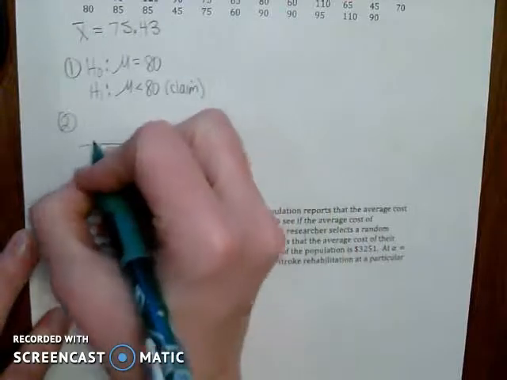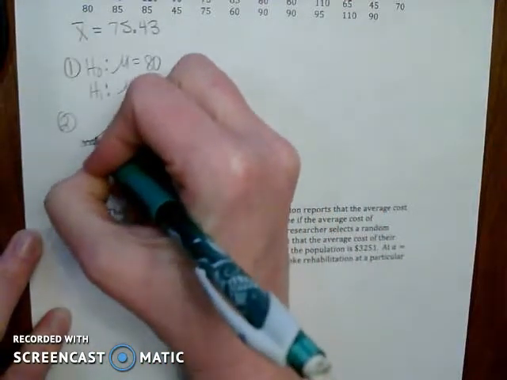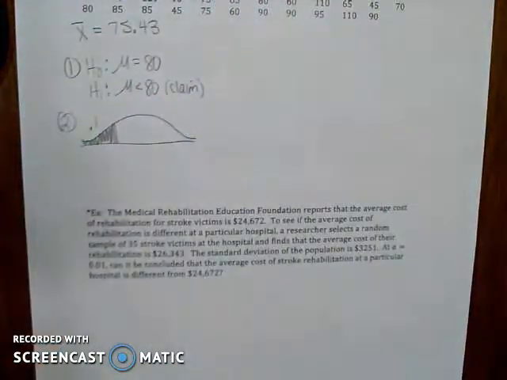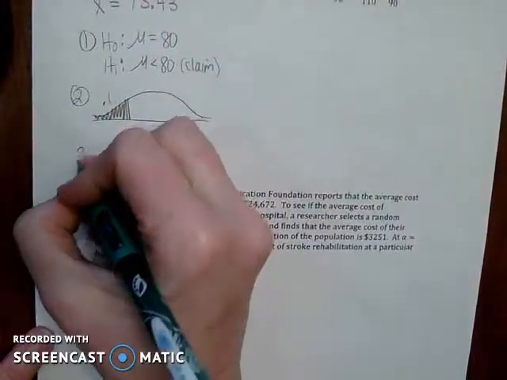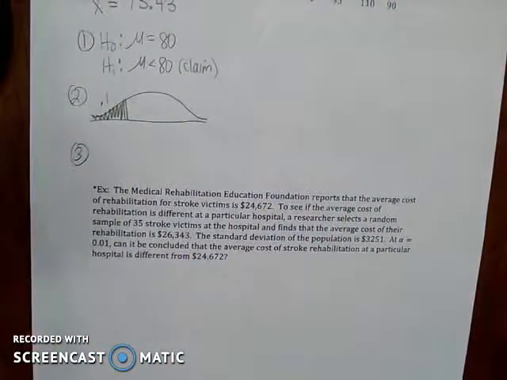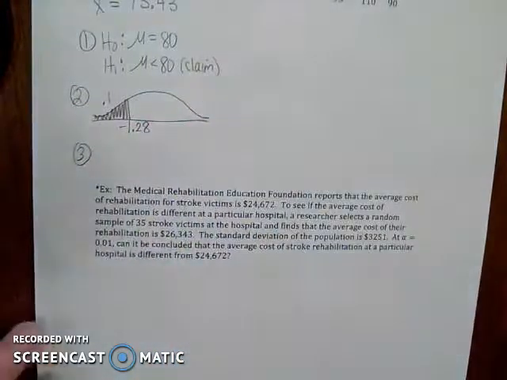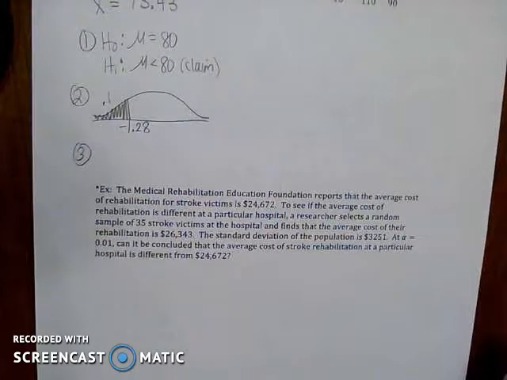Step 2, I'm going to draw this. This is a less than, so we need to go over here. And alpha equals 0.1. Again, we don't split it because it's just a left tail test because of the less than sign. Step 3, oh sorry, I forgot to look for that. When you look up 0.1, you get negative 1.28. So negative 1.28 is your critical value. Everything below that is in the critical region.